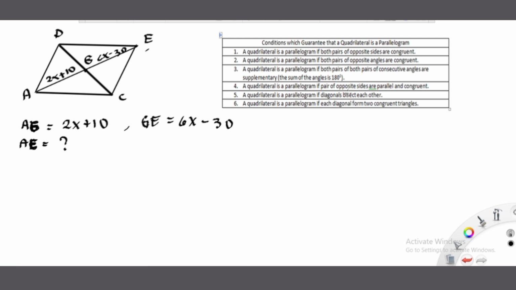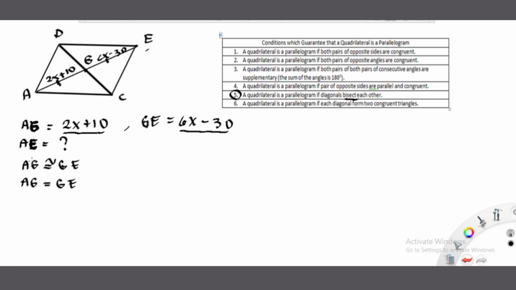So, that is under condition number 5, which states that a quadrilateral is a parallelogram if diagonals bisect each other. So we know that AE is one of the diagonals and DC is the other diagonal at binisect nito ang AE. Ibig sabihin hinati into two equal parts. So the other part is 2x plus 10 at yung kabilang part is 6x minus 30. Ibig sabihin, we can say that AG is congruent to GE. So we can write an equation AG is congruent to GE, or AG is equal to GE.